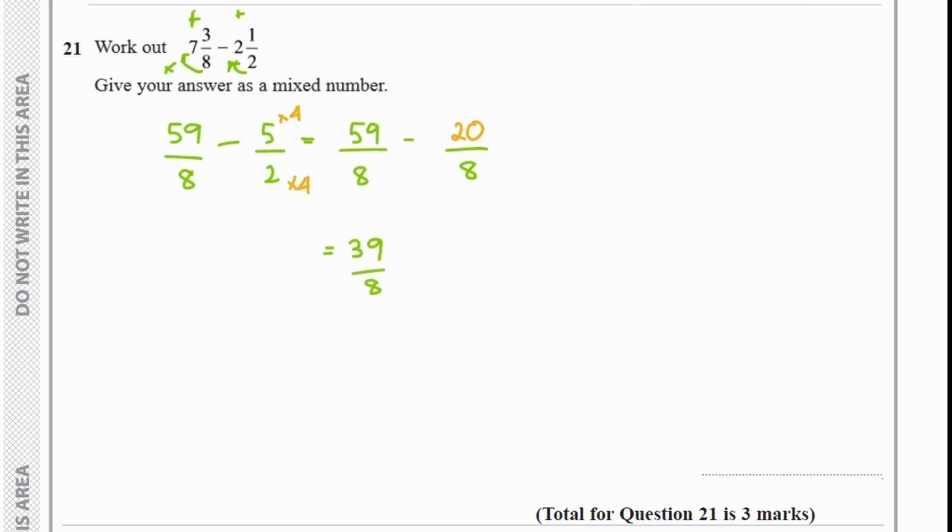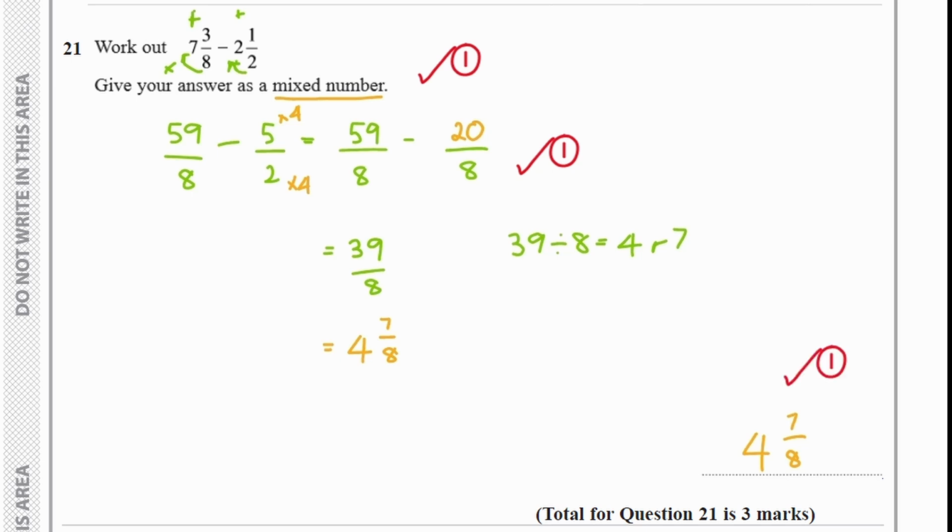So, because the question says to give the answer as a mixed fraction, we just have to work out 39 divided by 8, and this would give us 4 with a remainder of 7. So as a mixed number, our answer is going to be 4 and 7/8. This was a 3-mark question, so first we would get our first mark for writing these correctly as improper fractions. We would get a second mark for correctly writing them with the same lowest common denominator, and our final mark for a correct answer of 4 and 7/8.